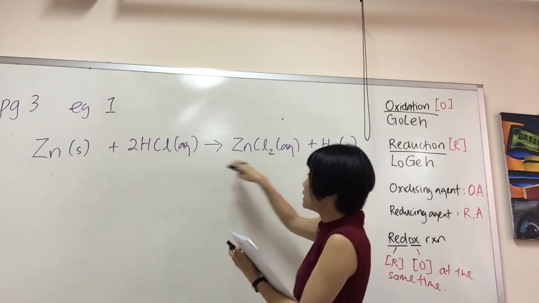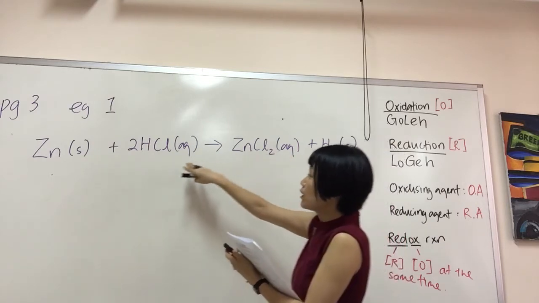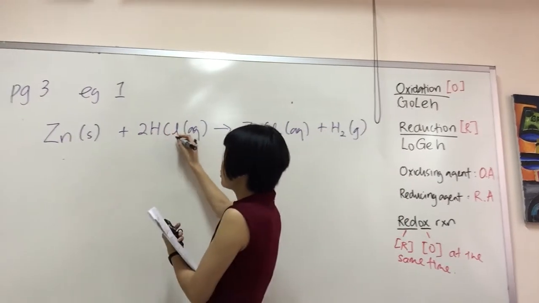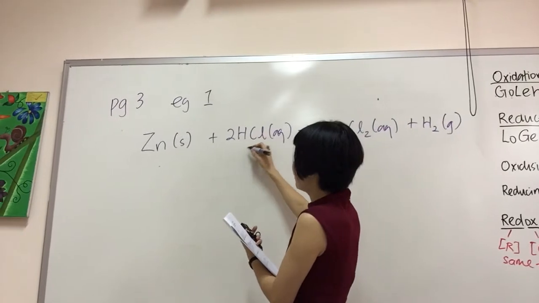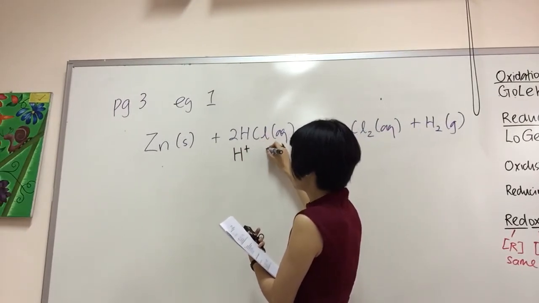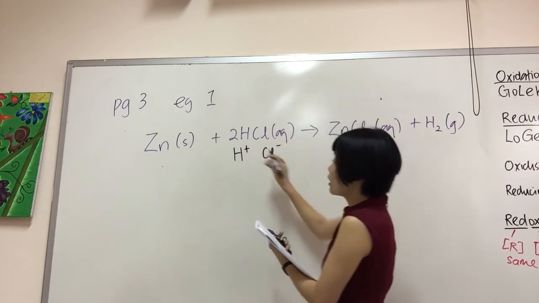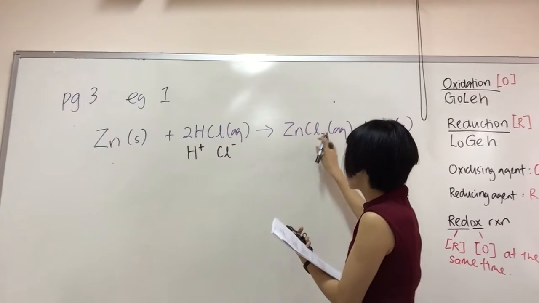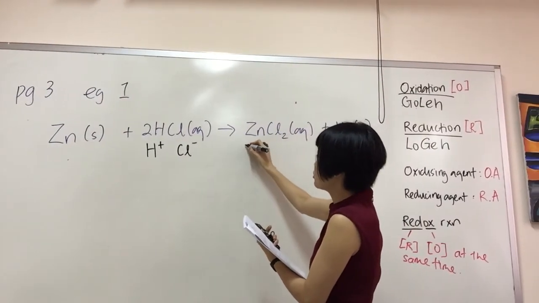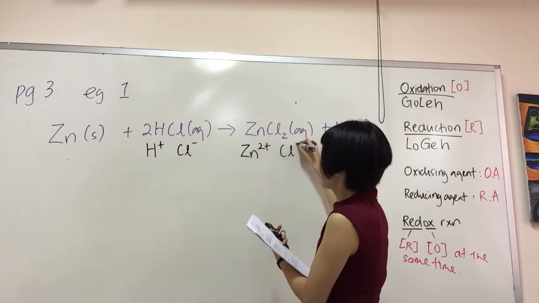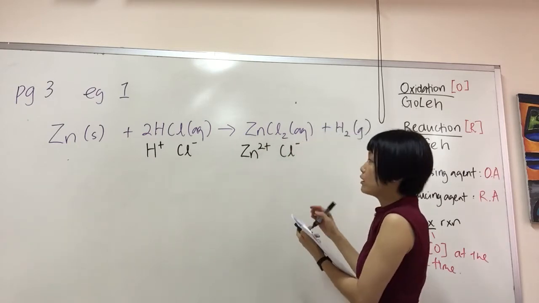But from here you can't see, so what you need to do is, when there are ionic compounds, you break them down into ions. So if I look at hydrochloric acid, what are the ions? You have H+ and Cl-. You ignore the balancing part, just write down what the ions are. Again, this is an ionic compound, I can break it down into ions. So I have zinc 2+ as well as chloride ions. Now we are ready to match.